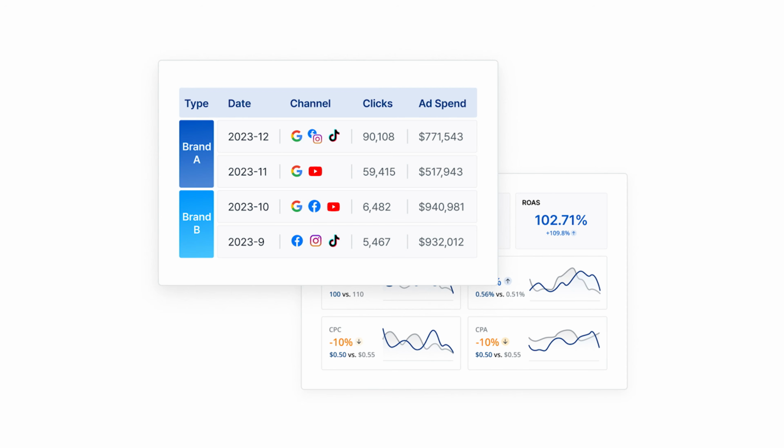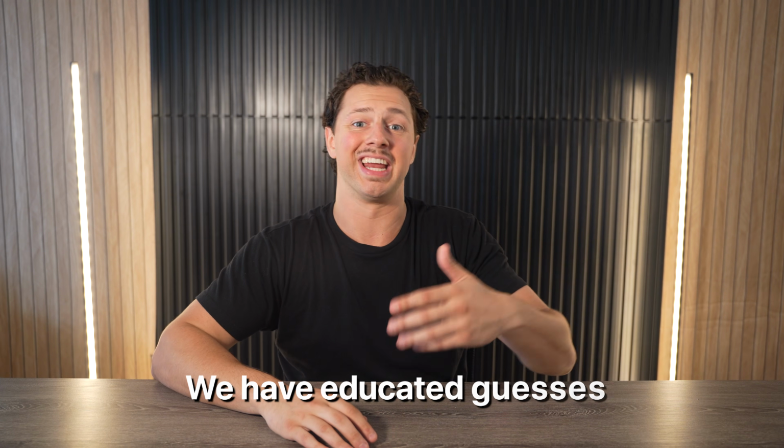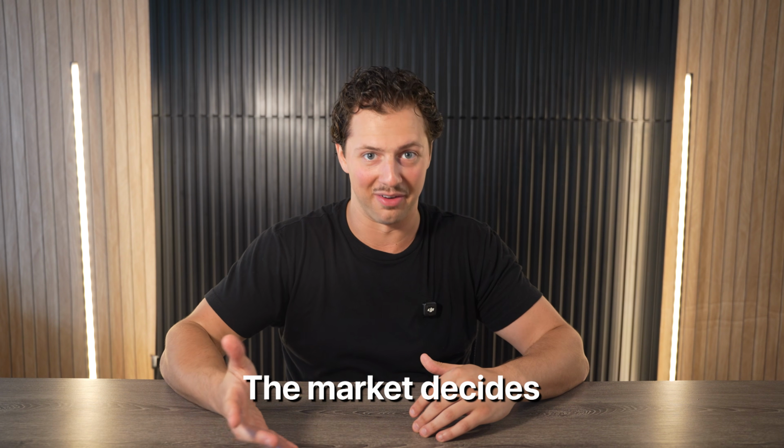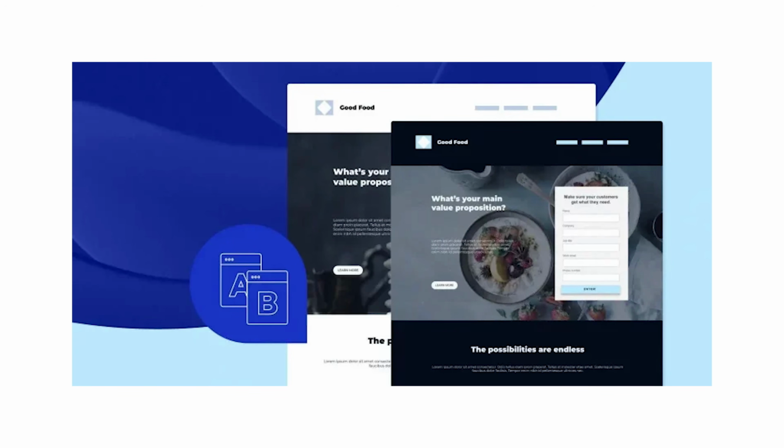Tip number 4 is to A/B test, and I mean test a lot, way more than what you're testing right now, because here's the uncomfortable truth. Nobody, not me, not you, not the best media buyer in the world, actually knows what's going to work before they test it. We have educated guesses, the market decides though. And the only way to let the market tell you what works is to test relentlessly.